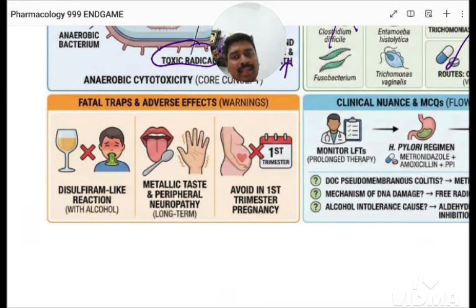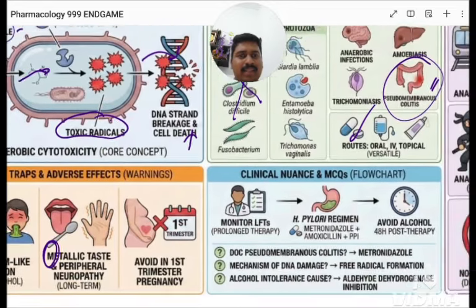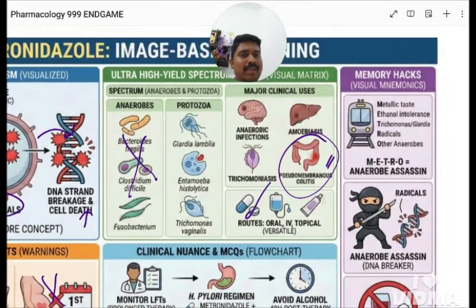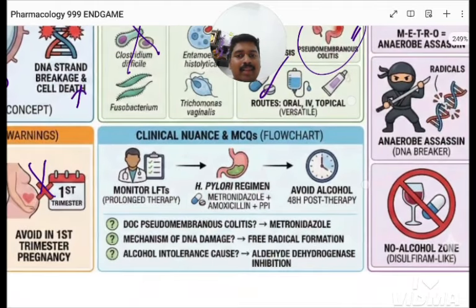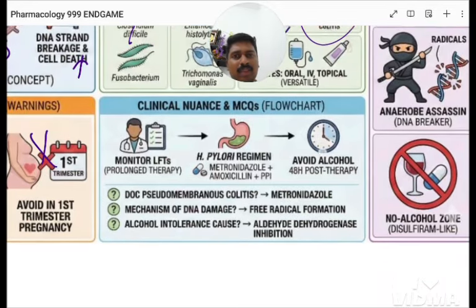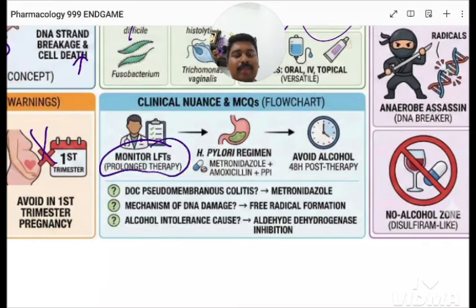Second, metronidazole: M is for metallic taste. So a particular metallic taste is associated with metronidazole. And third, it should be avoided in the first trimester of pregnancy. I think you don't have to remember this point, but let it be at the back of your head. Next, you have to monitor something if you're giving it for a longer duration, especially in anaerobic infections such as some abscess. In those cases we give long-term metronidazole, and at that time we'll be monitoring LFTs.